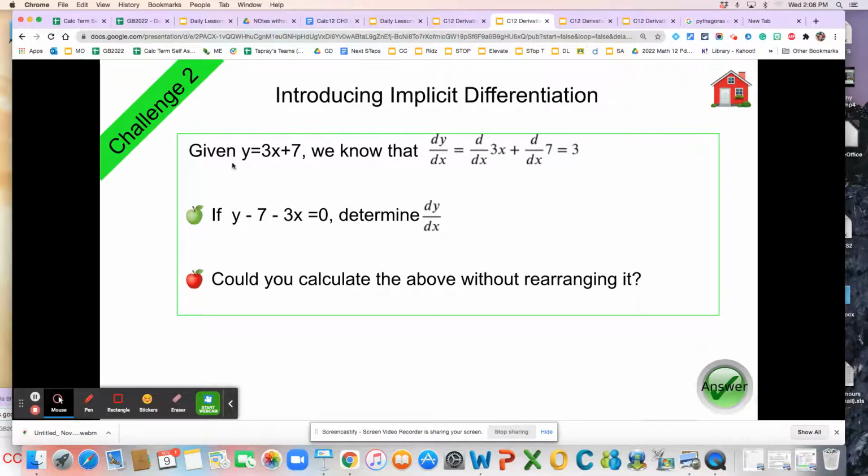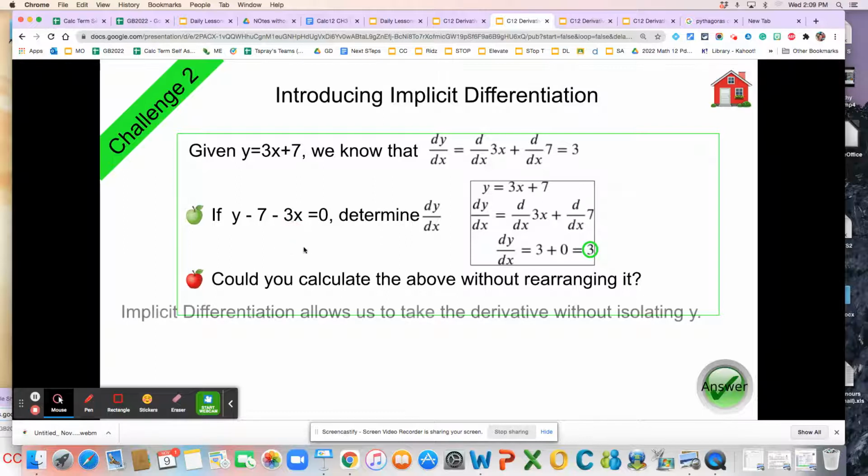So you all know that the derivative of this one here is 3. We just shared that. Now what I want you to consider is let's look at this one right here. Notice that y is not isolated. Would you still be able to find the derivative? Well, you can. What's the derivative of y? It's dy dx. What's the derivative of negative 7? It's 0. What's the derivative of negative 3x? It's negative 3. Isn't that right?